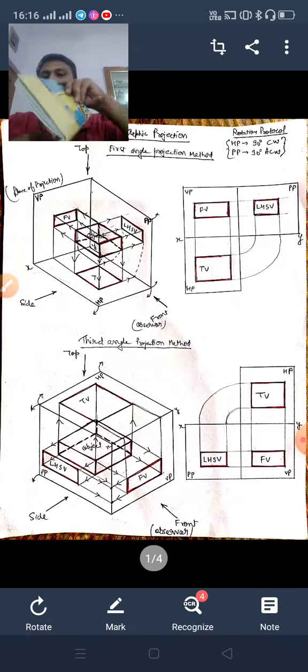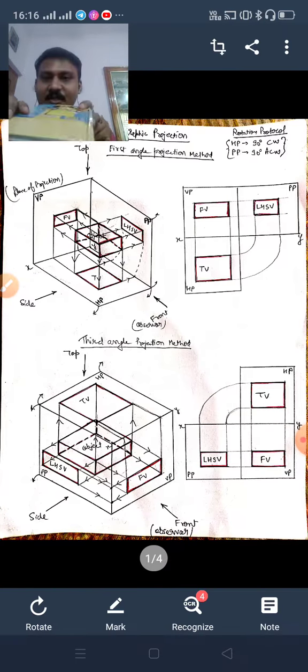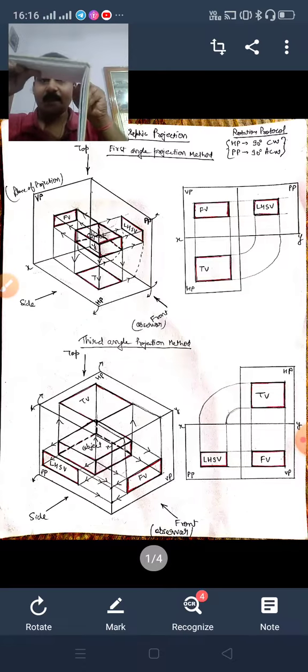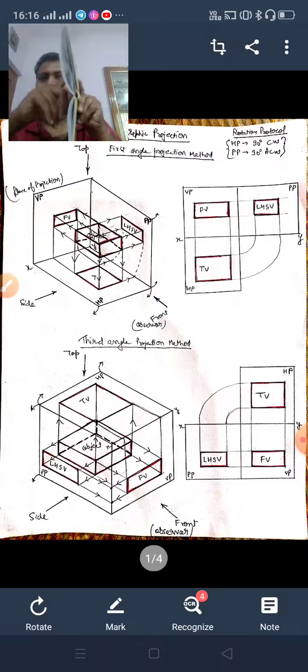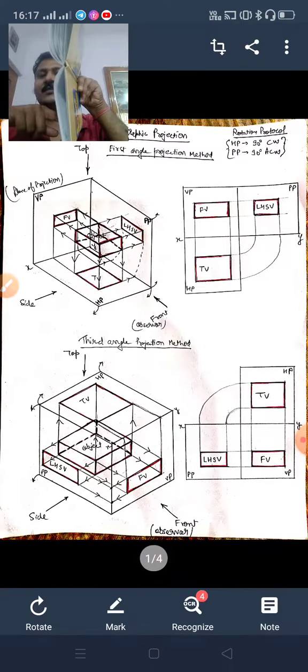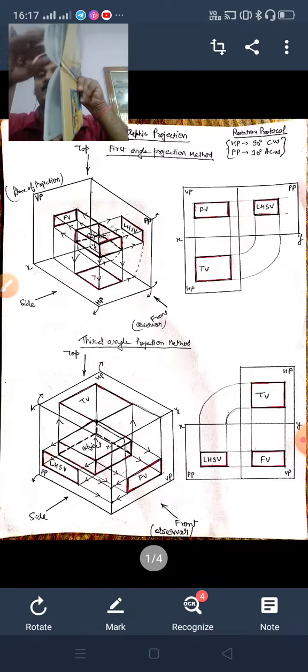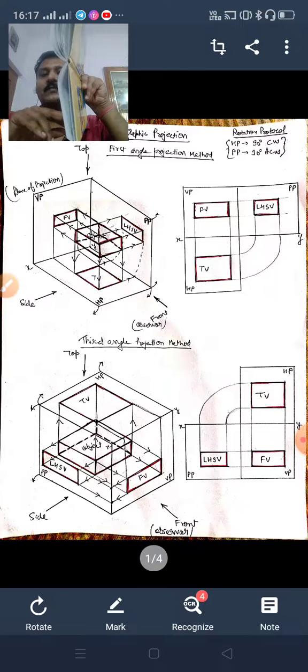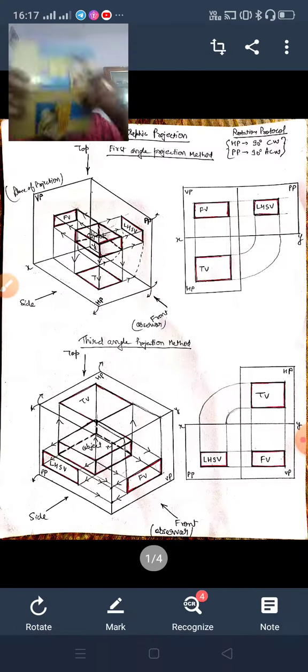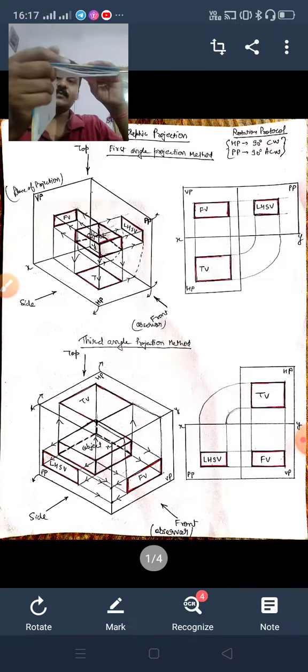Now the third quadrant, like this. This is HP and this is VP. So we have to rotate HP 90 degrees clockwise. We are rotating like this. So now HP goes up, VP goes down. In the first quadrant, VP is up and HP is below the XY line. But here HP is above the XY line and VP is below the XY line. So in HP we get the top view. The top view is above the XY line and the front view is below the XY line. This is the third quadrant.